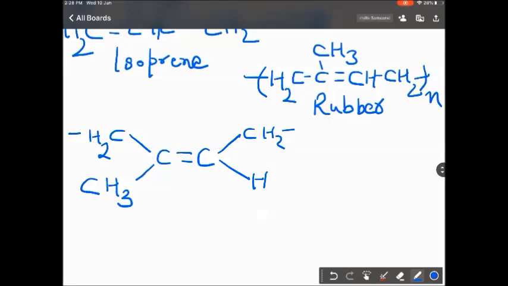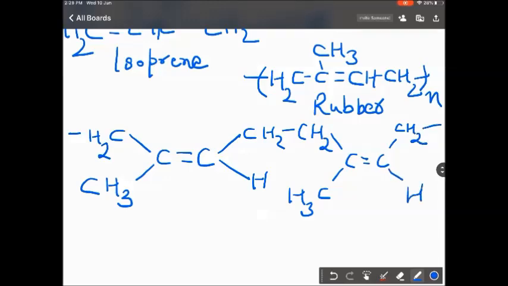Now what will be the second part? Second isoprene unit will be connected like this: CH2, C, CH3, double bond, C, CH2. The chain is continuous on this side, and hydrogen.